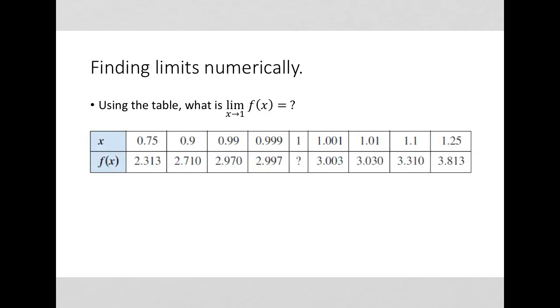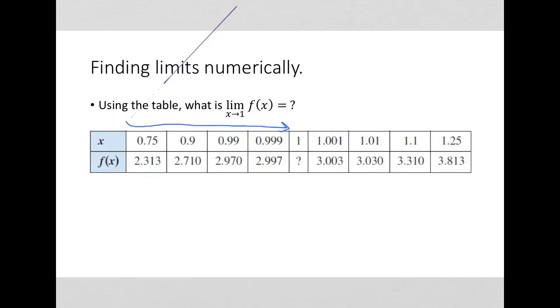So look at the table from the left-handed limit. So x values less than 1 that are getting closer and closer to 1. So again, reading it from the right over to that value of 1 right there. Look at your f of x values, aka your y values. It sure looks like they're getting closer and closer to 3.